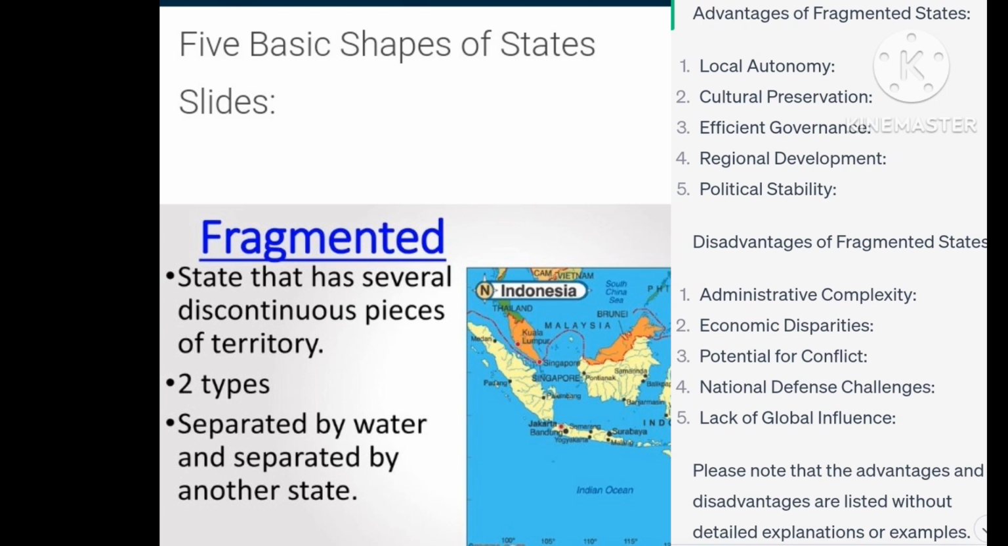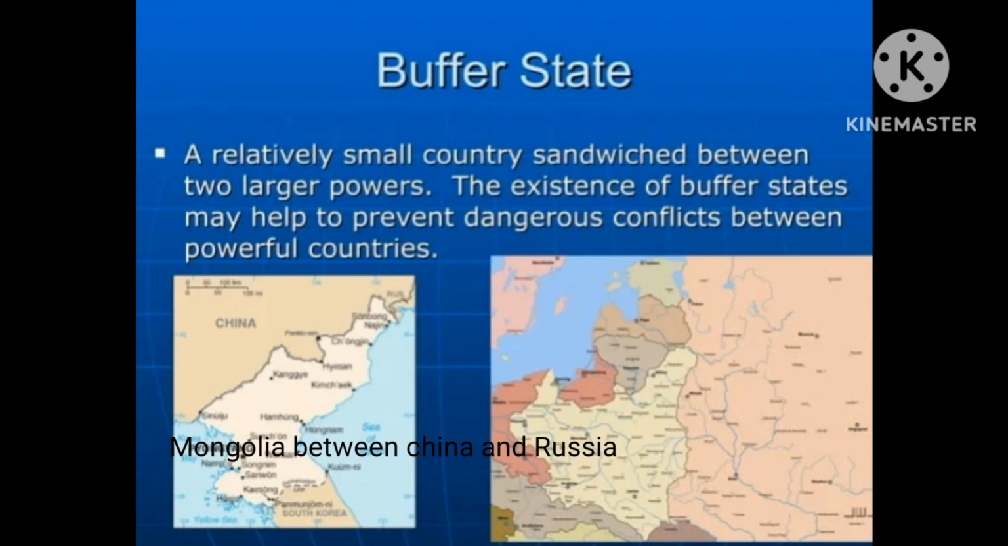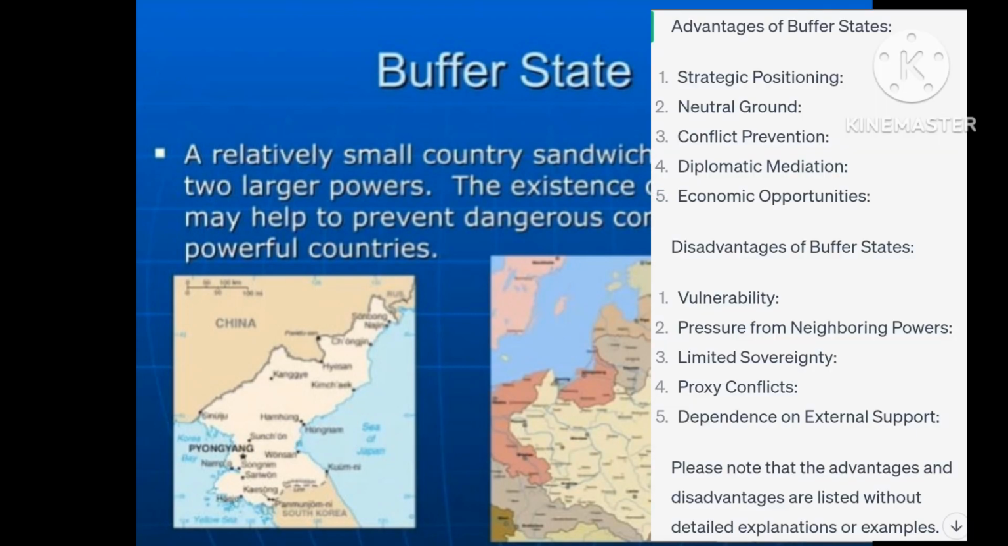Okay, the next is a buffer state, a relatively small country sandwiched between two large powers. The existence of a buffer state may help to prevent a dangerous conflict between powerful countries. Like Mongolia acts as a buffer state between Russia and China. We have also mentioned the advantages and disadvantages of buffer state. You can learn them from the lecture.